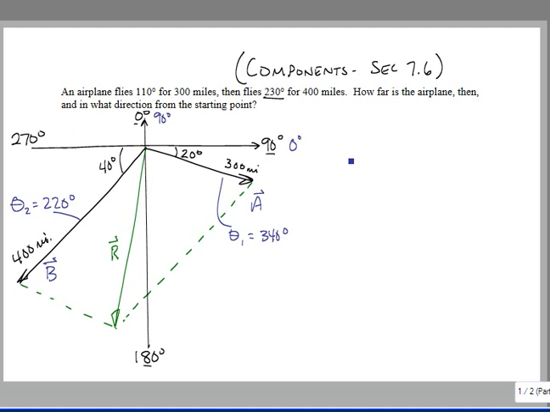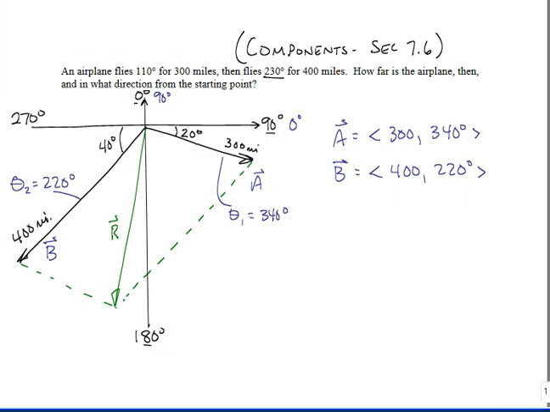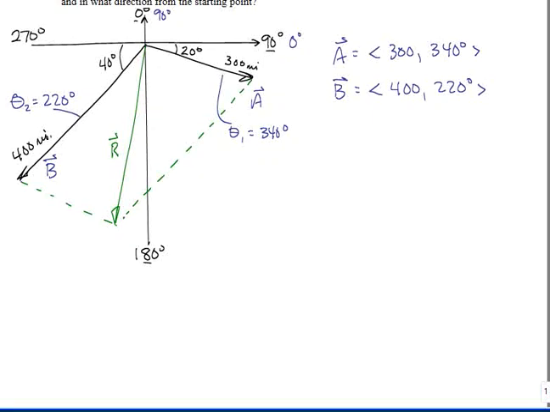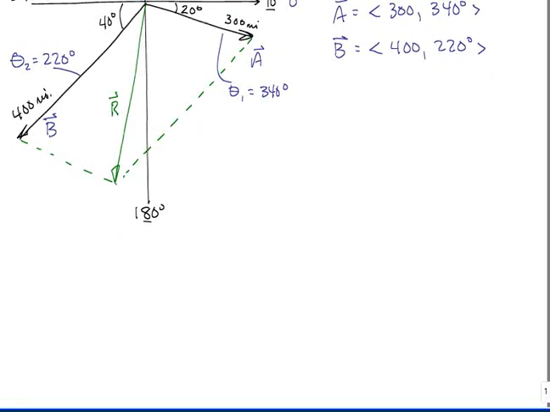So essentially what I have in polar form, vector A, there's r, and there's theta, and vector B, there's r, and there's theta. Now we know we cannot add the polar forms, so we have to write these in rectangular form to be able to add them.